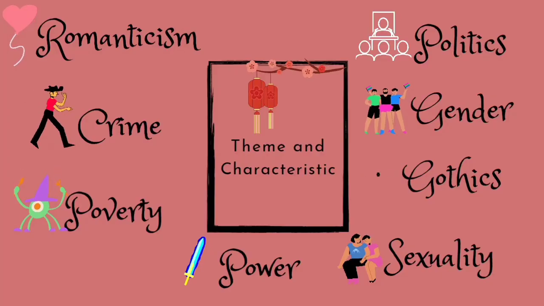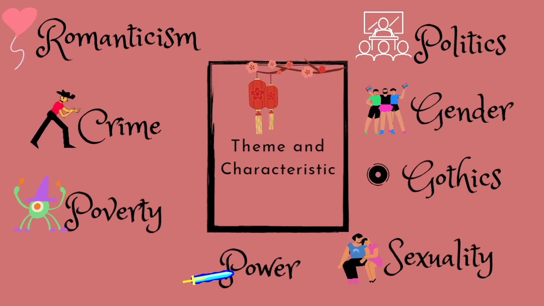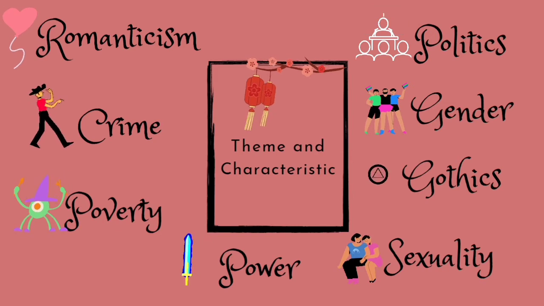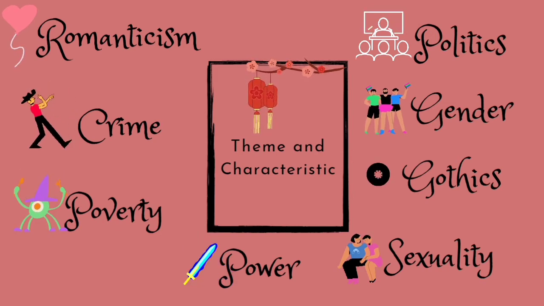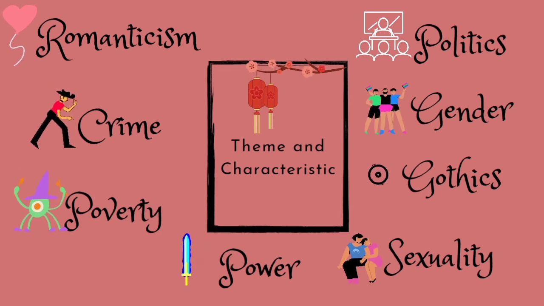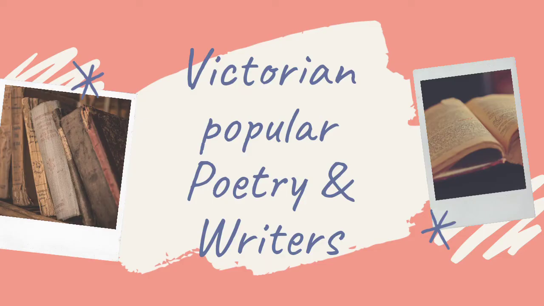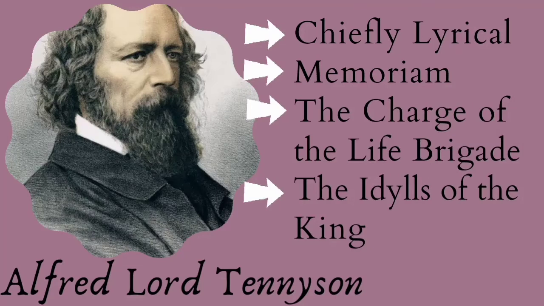Next, the common themes and characteristics of novels in the Victorian period are romanticism, crime, poverty, power, politics, gender, sexuality, and Gothic. Let's move to Victorian popular poetry and writers. The first one is Alfred Lord Tennyson. He was a British poet and one of the most popular British poets in the Victorian period.